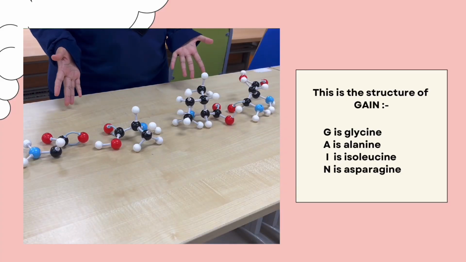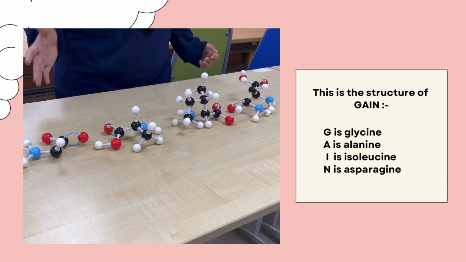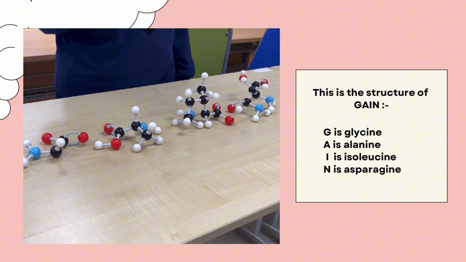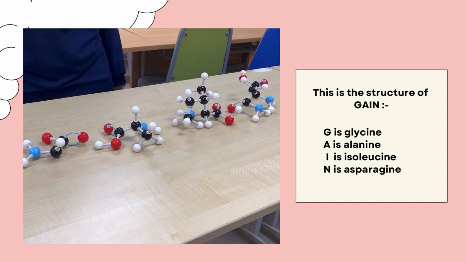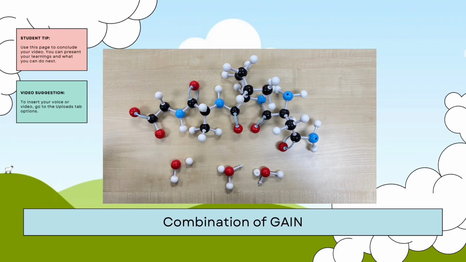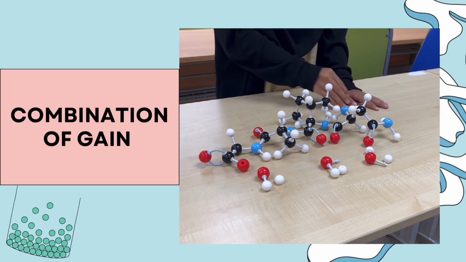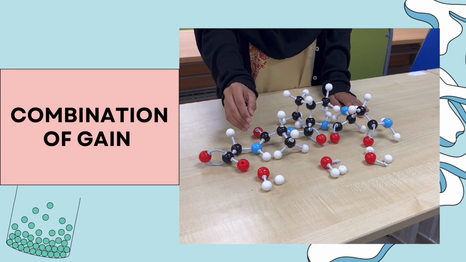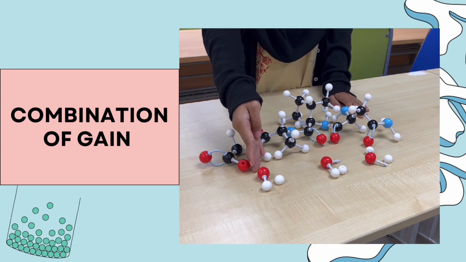This is the structure of GAIN. G-A-I-N: G is glycine, A is alanine, I is isoleucine, and N is asparagine. This is the combination of GAIN, G-A-I-N. It is combined at the COH and NH by eliminating the H2O.